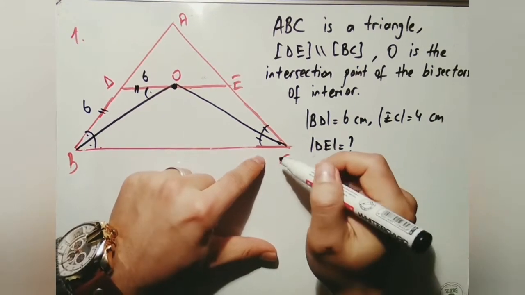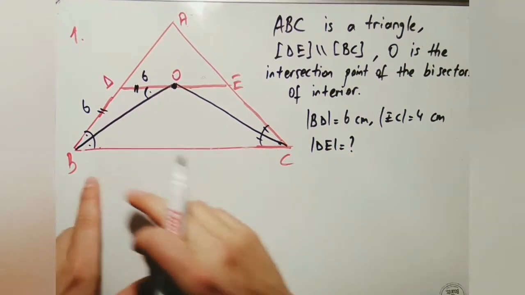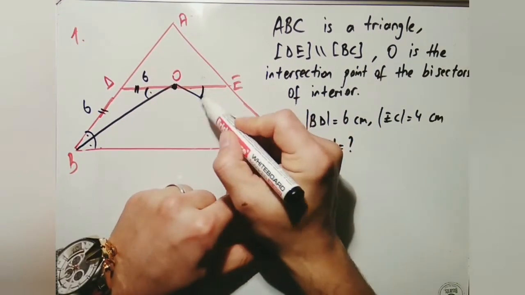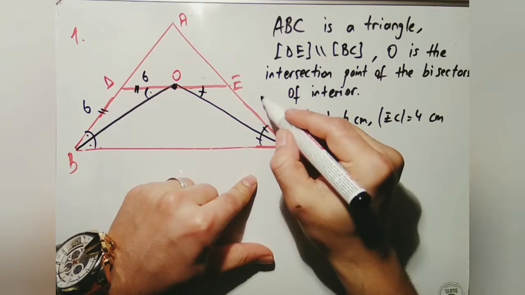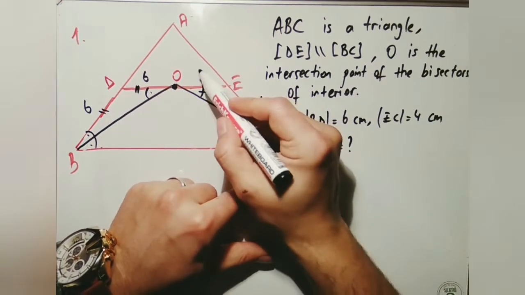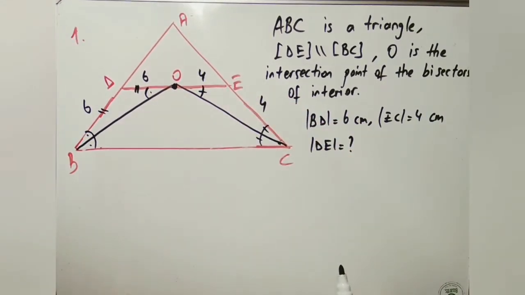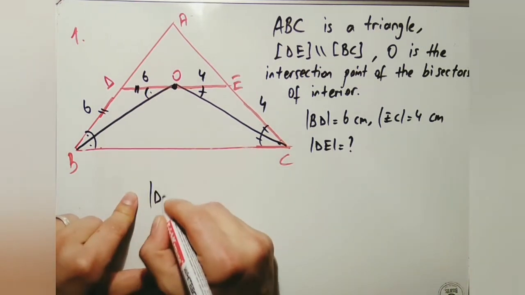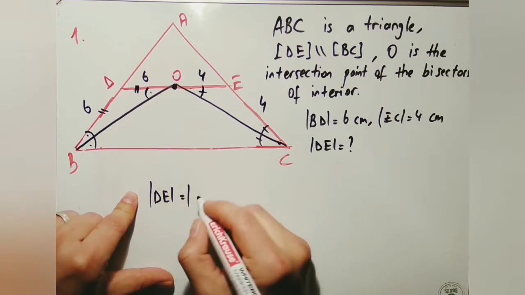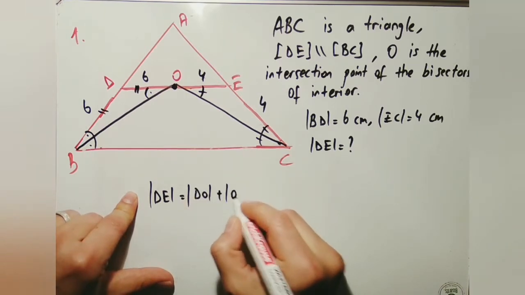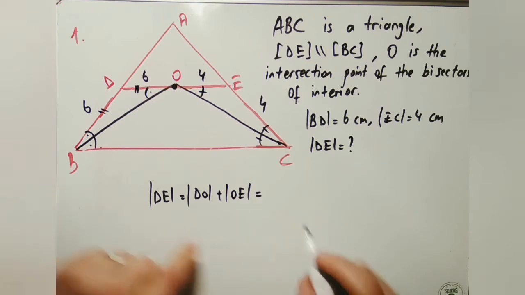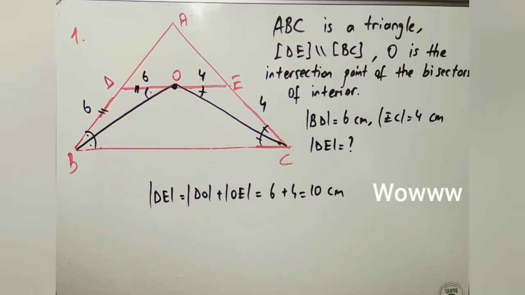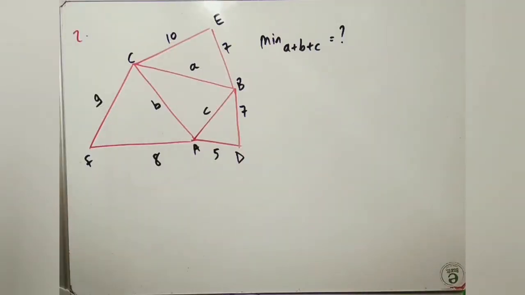And here is another alternate interior angle we have. The measures of angle BCO and angle COE are alternate interior angles. EC is 4 cm, and automatically OE is also 4 cm. We found the length of DE. The length of DE is equal to the sum of DO and OE, which happens to be 6 plus 4, 10 cm.